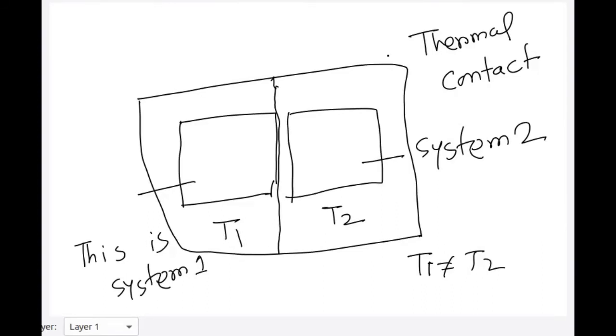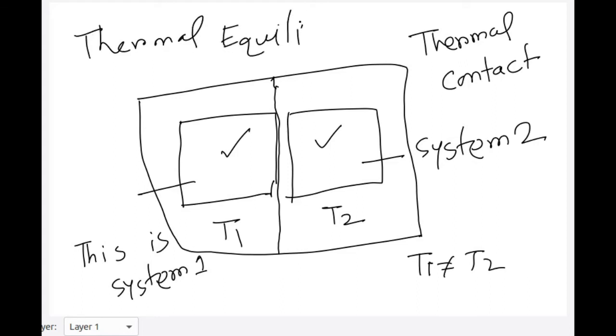After some time, these two objects will be in same temperature, and this situation is called thermal equilibrium. Thermal equilibrium is a situation in which two systems would not exchange energy if they were placed in thermal contact.